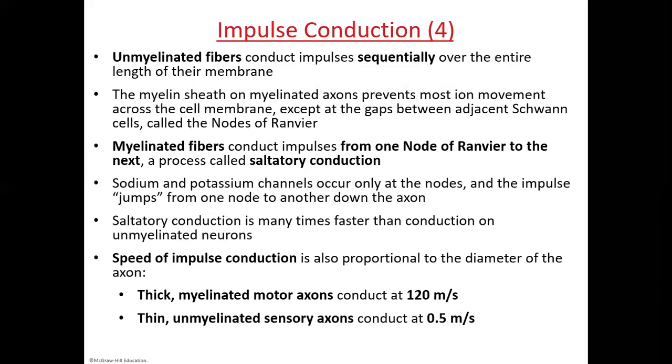The unmyelinated fibers conduct their impulses sequentially over the entire length of the membrane, which is really slow actually. The example I just showed you in the picture was an unmyelinated fiber. It's kind of slow compared to the myelin sheath.